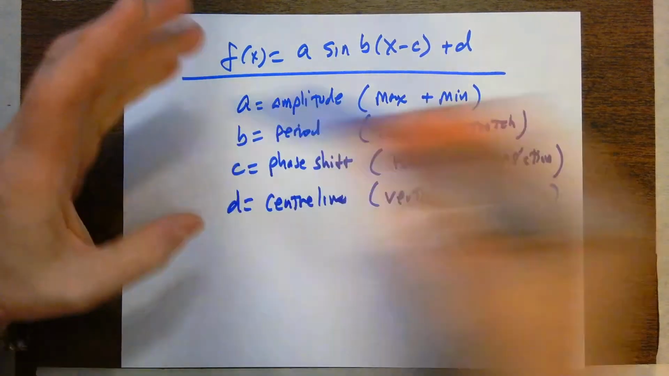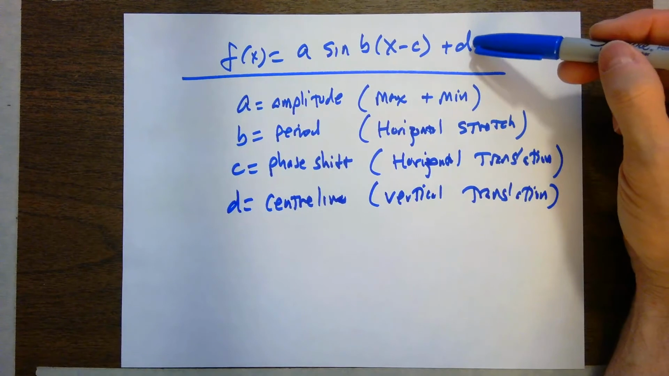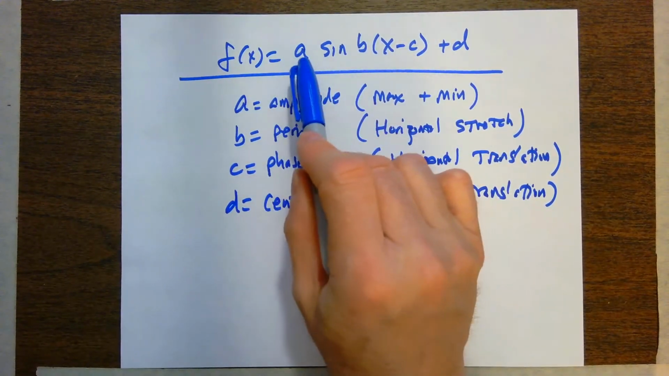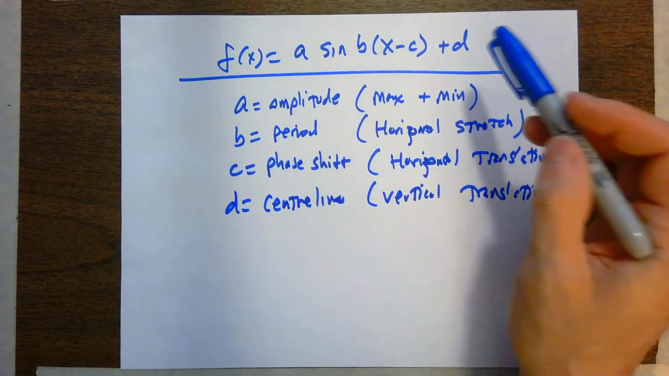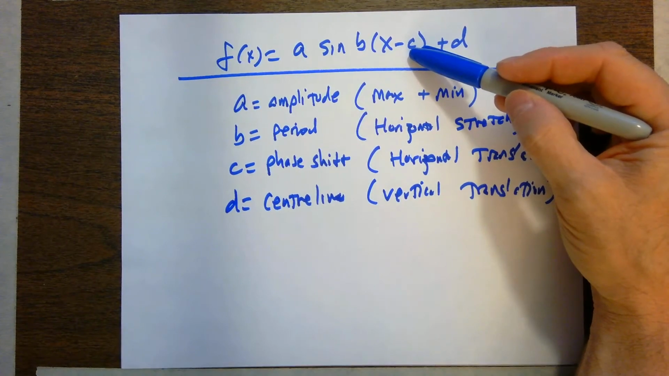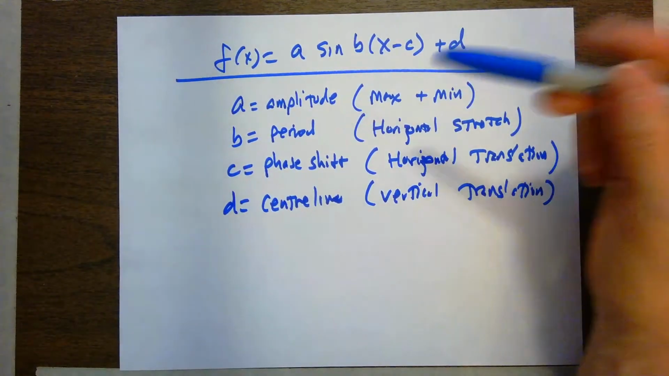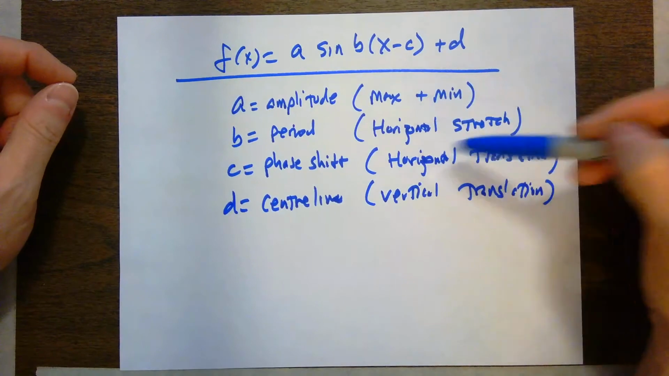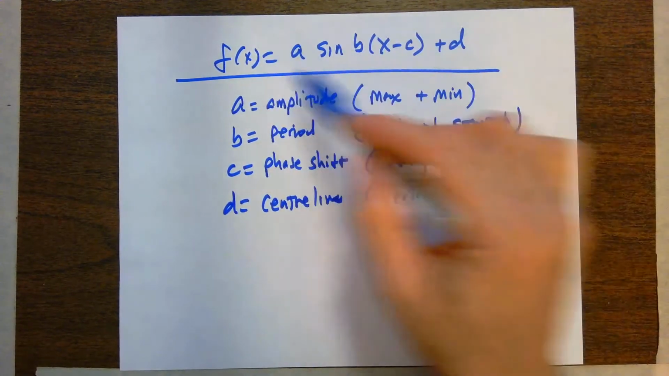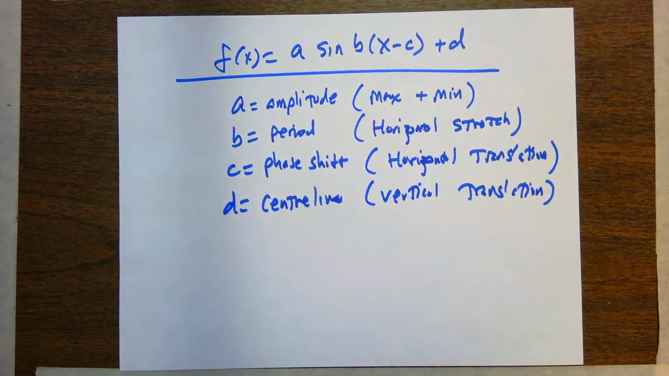In other words, the d value is just moving this whole thing up and down. The a value is stretching the maximums and the minimums. The c value is moving it left and right, and the b value is stretching it horizontally. So there's a lot going on here, and it's going to take us a long time to build up to this crazy sinusoidal thing, but we'll start to take a look at the graphs in the next lesson, in 6.4.